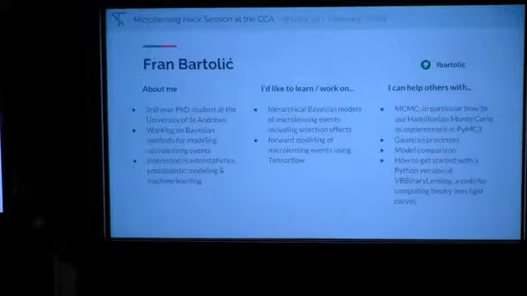I'm Bartolich. I'm a second year PhD student at St Andrews in Scotland. I'm interested in Bayesian modeling of microlensing events, and for this hack session, I'd like to work on hierarchical models in particular. I have some code which is like close to being functional in that sense. And I can help out with PyMC3, so Hamiltonian Monte Carlo, if anyone's interested, some GPs, and model comparison.